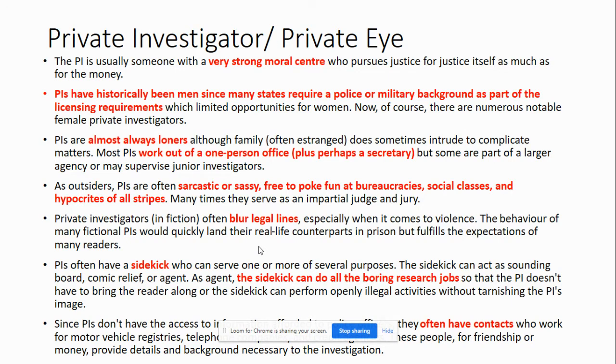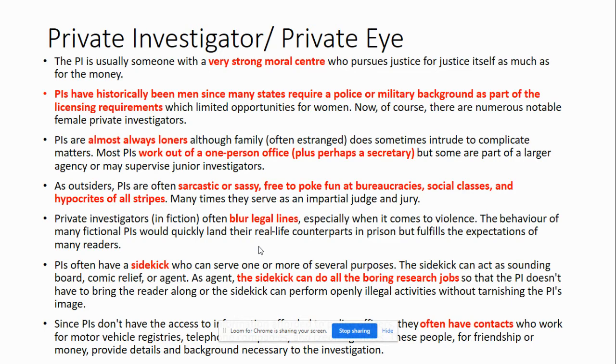They usually work out of a one-person office, but they've usually got some kind of sidekick. In Cormoran Strike's situation, he does have a secretary. They're often outsiders, very sarcastic, quite free to move between social classes, to mock bureaucracy, and they are often quite amusing and humorous people, as their take on the world is quite amusing.